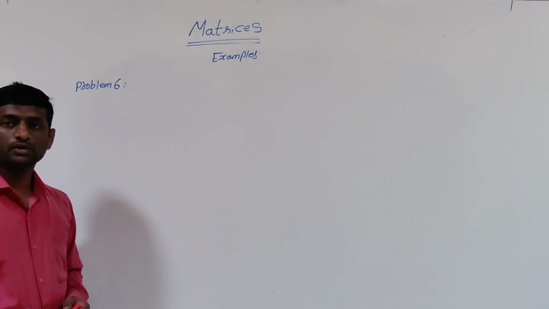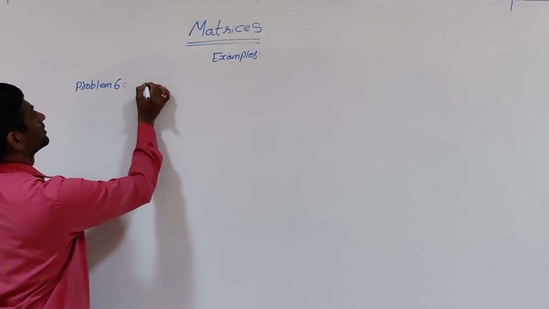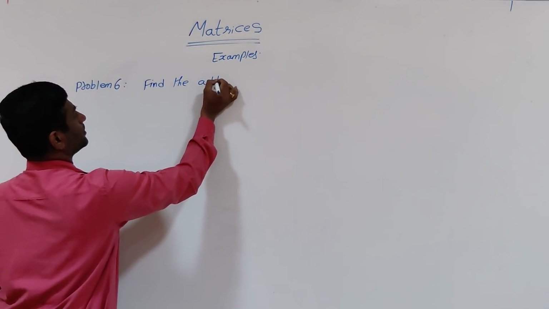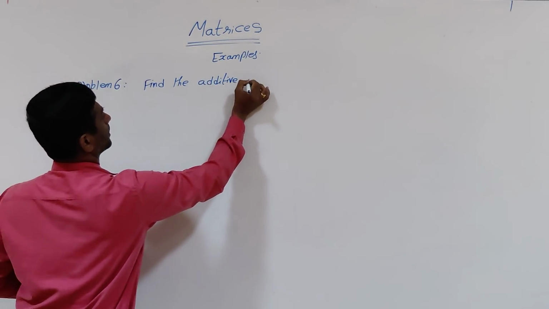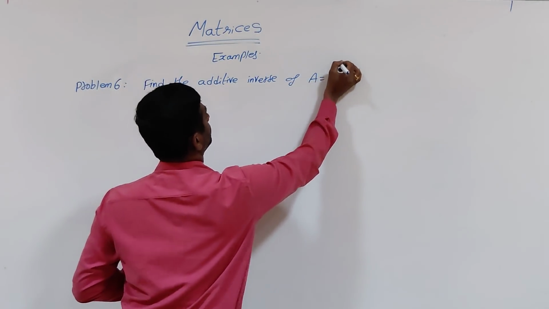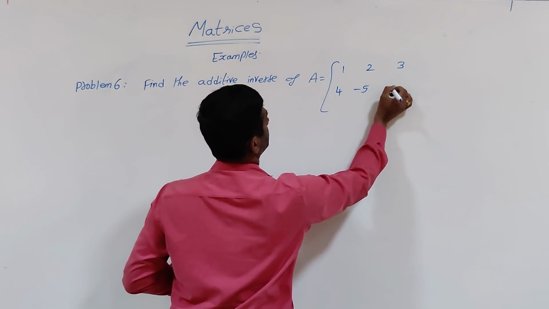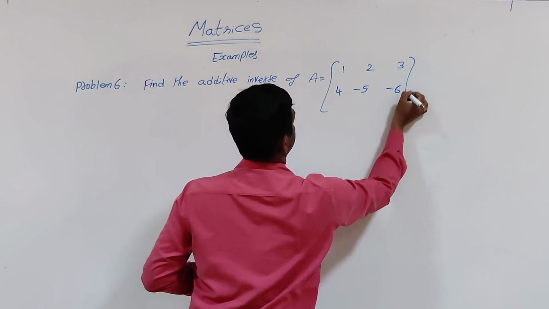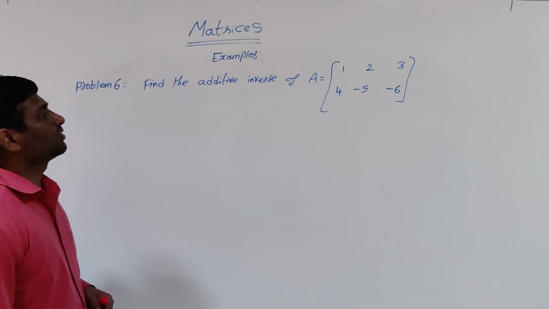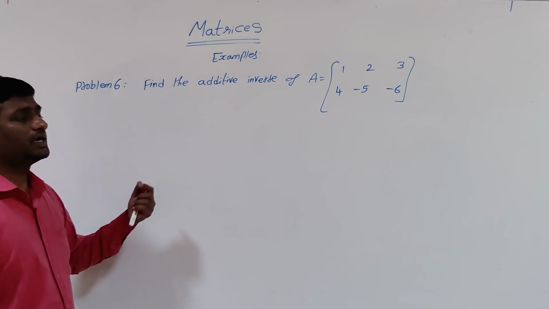So now one more example and last example, that is problem 6. Find the additive inverse of A is equal to 1, 2, 3, 4, minus 5, minus 6. Find the additive inverse of capital A is equal to 1, 2, 3, 4, minus 5, minus 6. So on the properties, what is the additive inverse?